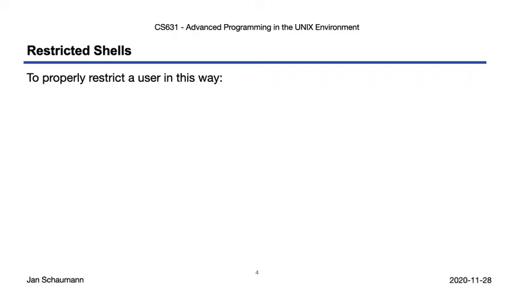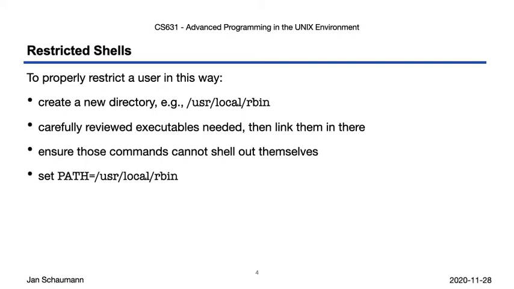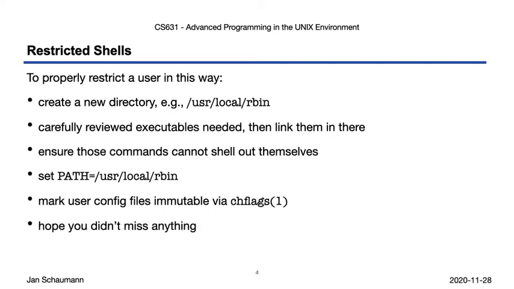In general, the approach for using a restricted shell is similar to what we started out with. We create a new directory that will be the new path. We then have to be very careful about what commands we want to allow, and we link them into place. We need to make sure that none of these commands can be used to break out of the shell, to circumvent restrictions, or to even allow execution of another shell. We then set the path and prevent the user from making changes to their startup files, for example using the file flags we discussed in our previous video. And then we hope we didn't miss anything.